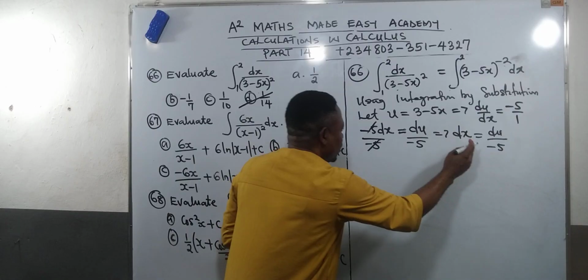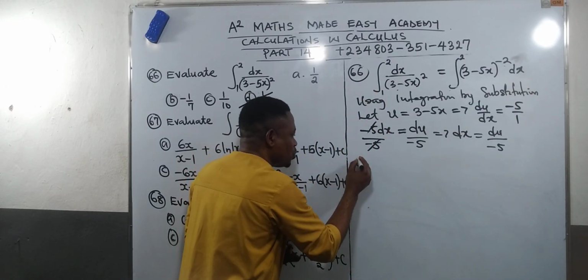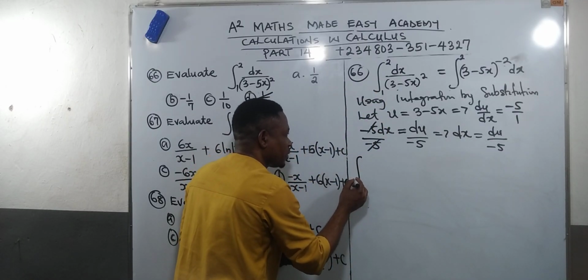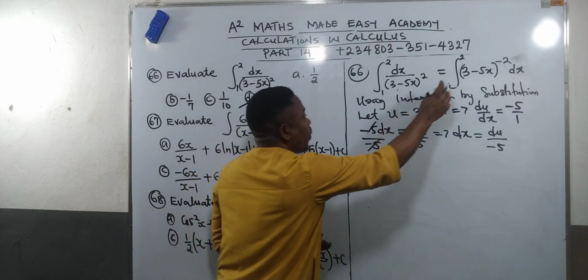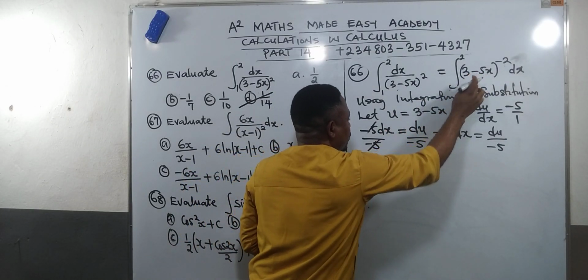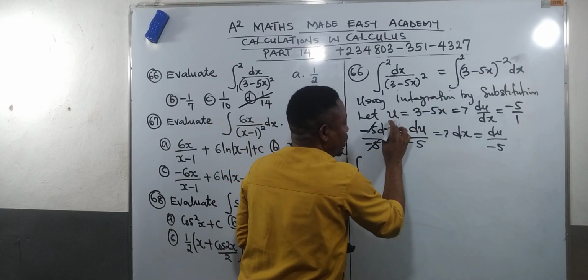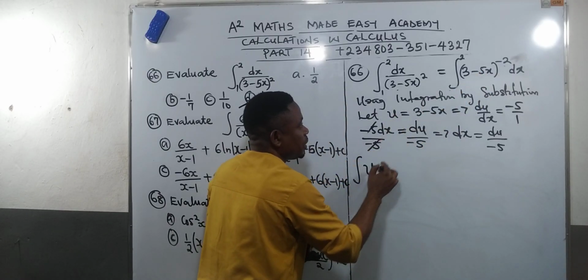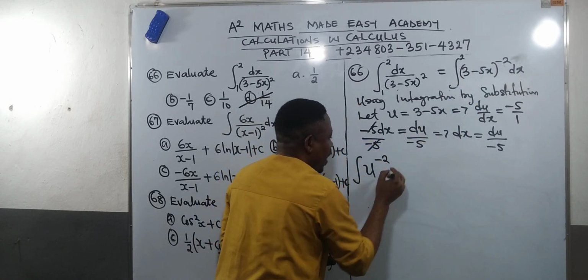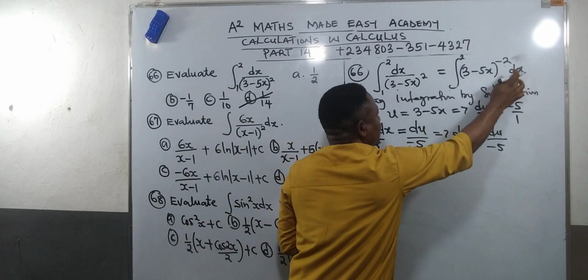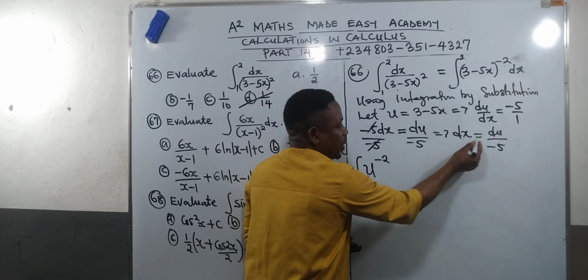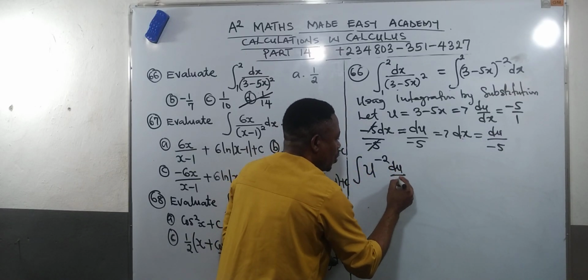Then if that has been ascertained, the next thing is to go back to the question. The question is the integral of what? Do you know this? This is already u. What is u? 3 minus 5x is already u. I will now say u raised to the power of minus 2. Are you with me? Then the dx. We have made dx the subject of the formula. What's the value? du all over minus 5.